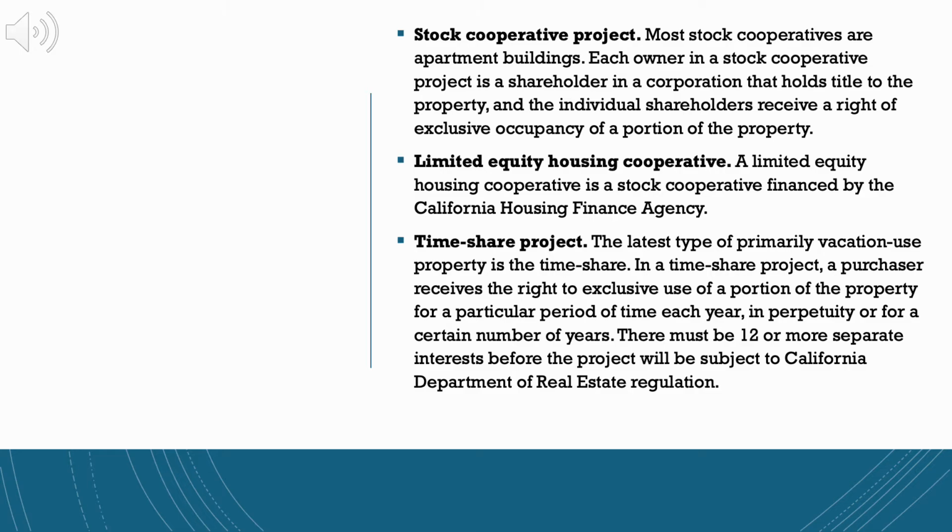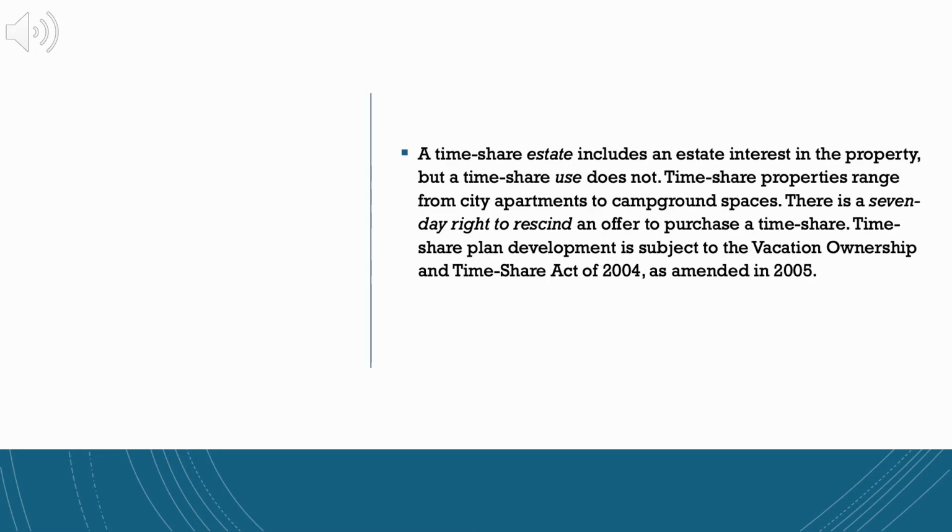Timeshare project. The latest type of primarily vacation use property is the timeshare. In a timeshare project, a purchaser receives the right to exclusive use of a portion of the property for a particular period of time each year, in perpetuity or for a certain number of years. There must be 12 or more separate interests before the project will be subject to California Department of Real Estate regulation. A timeshare estate includes an estate interest in the property, but a timeshare use does not.